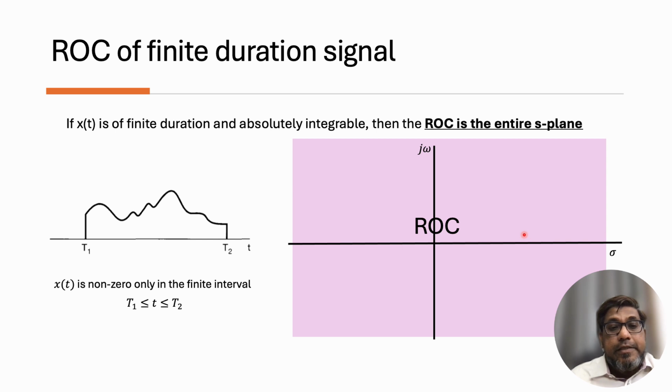Again, this is useful when we have a function representing the impulse response of some system, and we can deduce whether the system is stable or not. So it gives us an indication just by looking at the region of convergence of the Laplace transform. So for a finite duration signal which is absolutely integrable, the ROC of the Laplace transform is the entire S-plane.